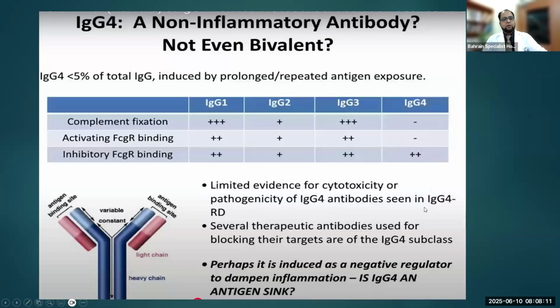IgG4 is a non-inflammatory antibody, and as we can see here, the complement fixation and the activating FC gamma receptor binding domain are not present in IgG4. Researchers are currently working on knowing the exact role of IgG4, and some of them have found that IgG4 in fact plays a negative role in lowering the inflammation. So now the research is going ahead towards knowing the role of IgG4 in lowering the inflammation. They are labeling it as an antigen sink.